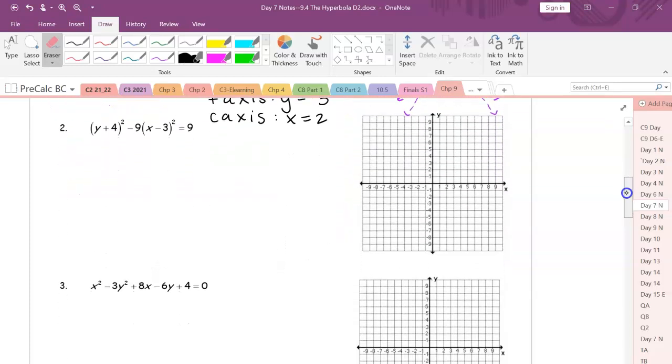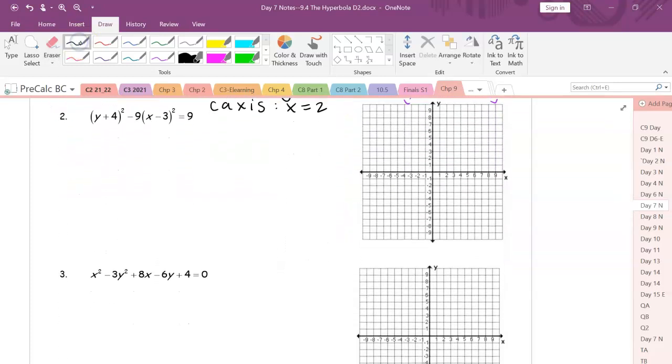All right, so now we're going to go ahead and we're going to try the next one. This one, in order to get our graphing form, we're going to have to divide everything by 9.